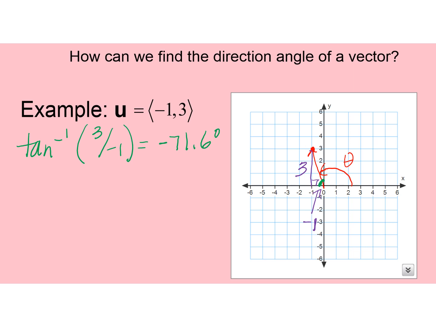But if we think about that vector, we can see that its terminal point is in quadrant 2. But negative 71.6 is not an angle in quadrant 2. That is an angle in quadrant 4. Remember, quadrant 4 and quadrant 2 are diagonal from each other. So to get from quadrant 4 to quadrant 2, like we've done in the past, I would need to add, hopefully you all just said 180.